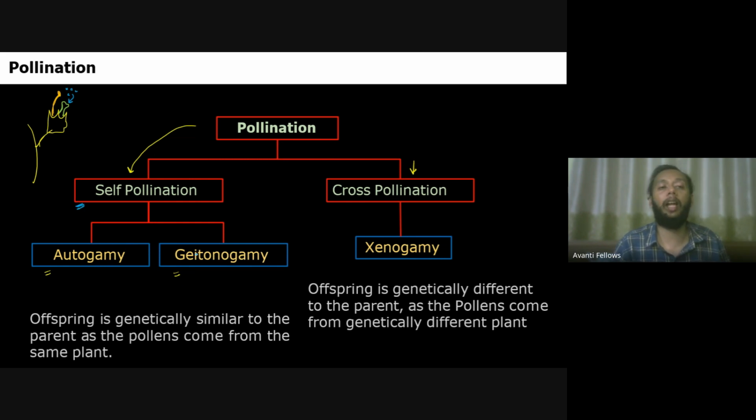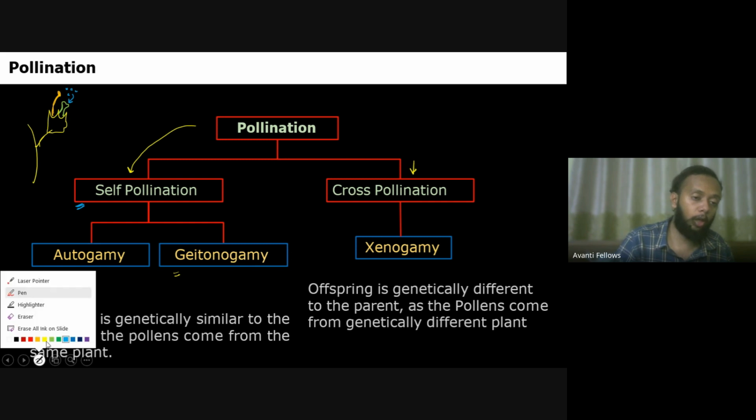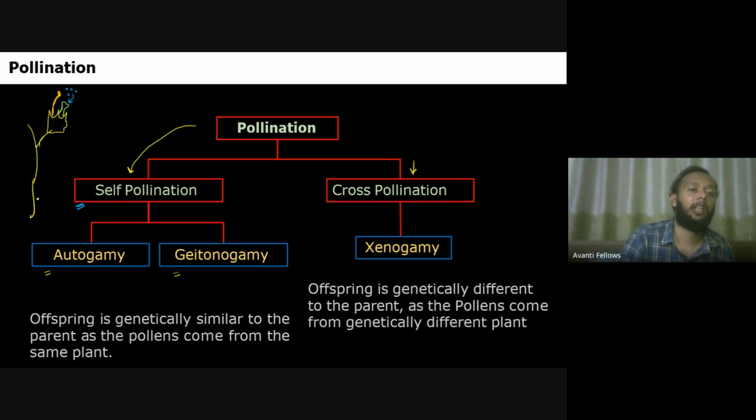In geitonogamy, what will happen? The pollen grains are going to come out from the flower and they will fall on another flower, but of the same plant. So assume that this plant has another flower over here. So the pollen grain coming out from a flower A, assume that this is my flower A and this is my flower B. If pollen grain coming out of the flower A come and fall on the stigma of flower B, then that becomes an example of geitonogamy.